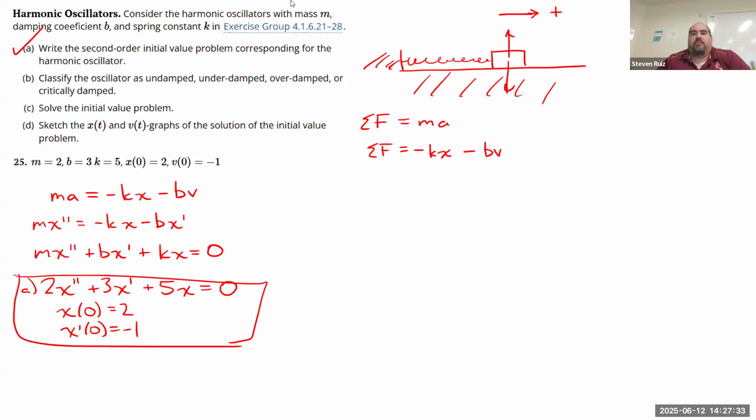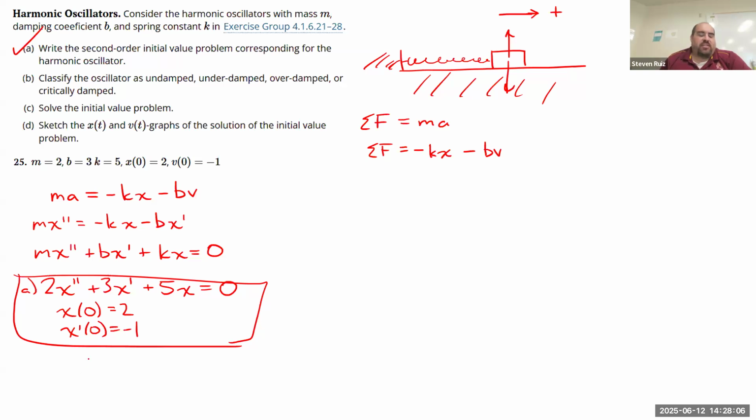Part B. Classify the oscillator as undamped, underdamped, overdamped, or critically damped. That comes from the discriminant, essentially. So let's find the discriminant of our characteristic equation here.